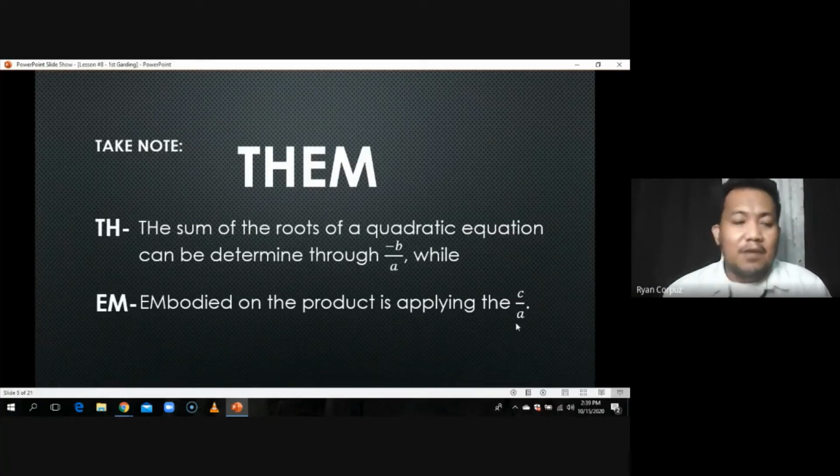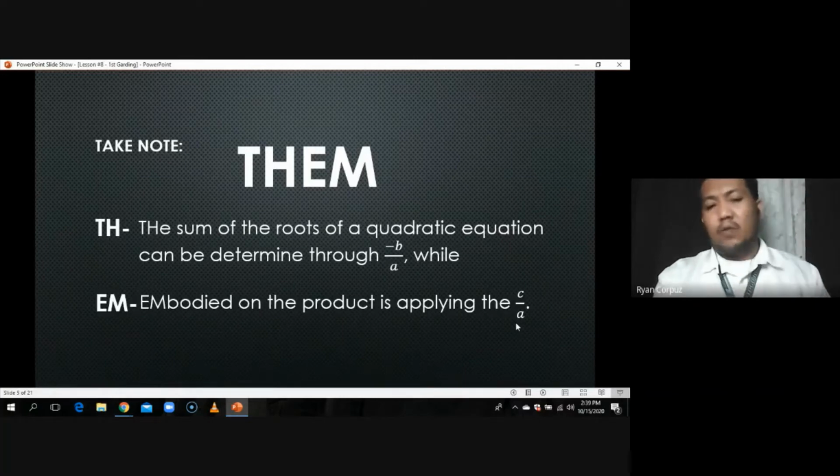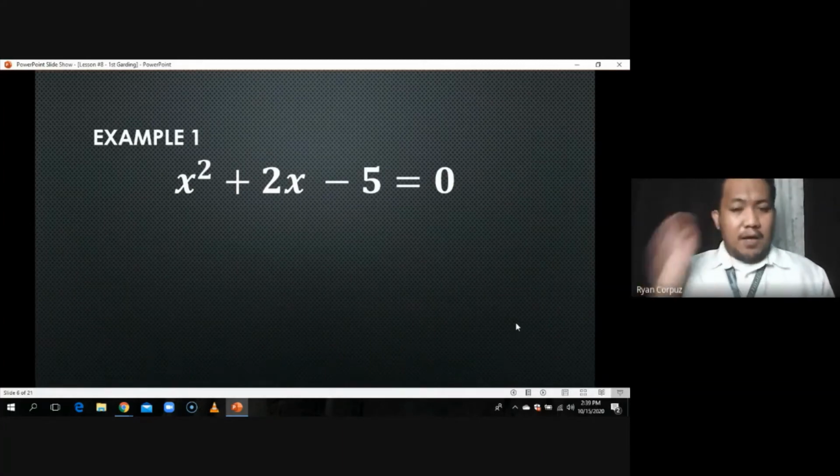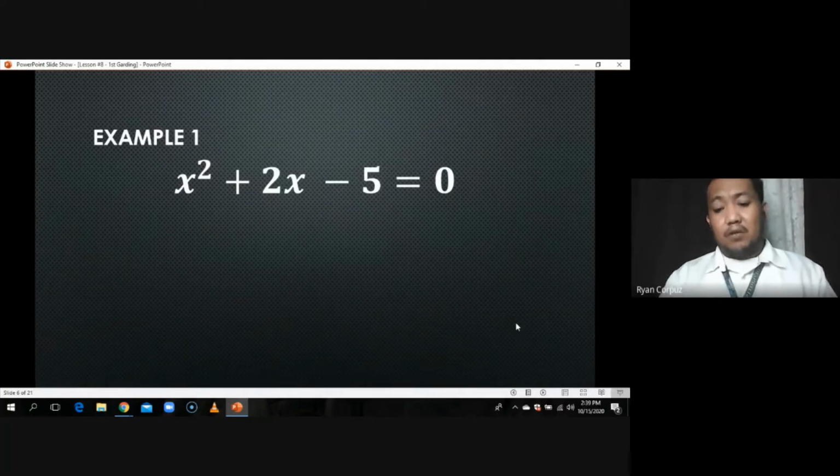And again, for you to find the sum and the product of the roots of a given quadratic equation, just take note of the value, just take note of the things that we call them. Now, let's apply this through examples. So let's have your example number 1. So on example number 1, x squared plus 2x minus 5 is equal to 0.